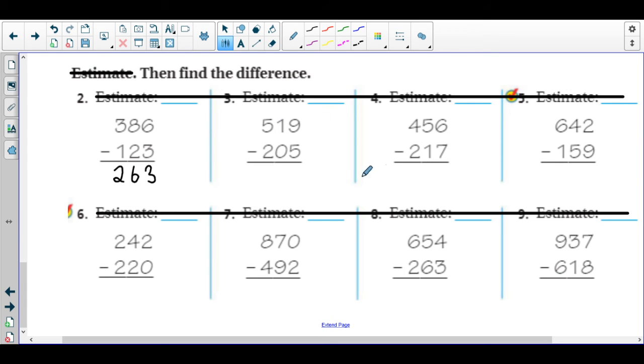And 3 minus 1 gives me 2. 519 minus 205. Let's see, 9 minus 5. Can I take 5 from 9? Yes, because the top number is larger, it's greater than the bottom number, 5. So that becomes a 4. Can I take 0 from 1? Well, yeah, 1 minus 0 is 1. And then 5 minus 2 is 3.